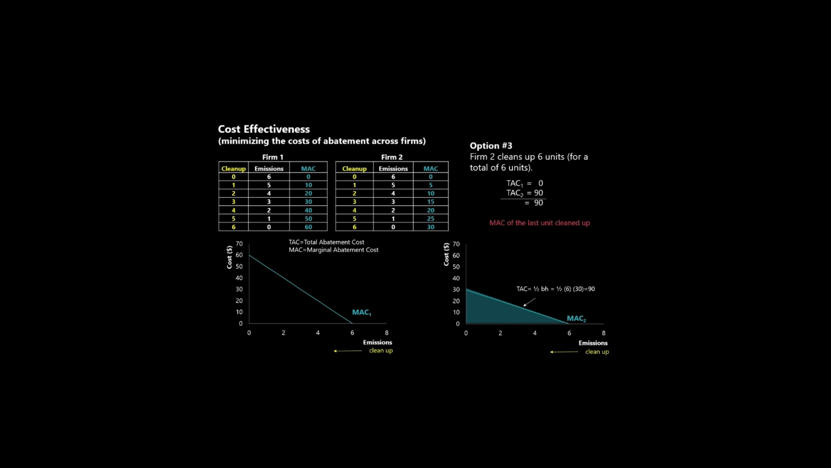And if we take a look at the marginal abatement cost of the last unit cleaned up, for firm 1 we have 0, firm 2 it's 30, and again these are not equal. So let's take a look at option number 4.